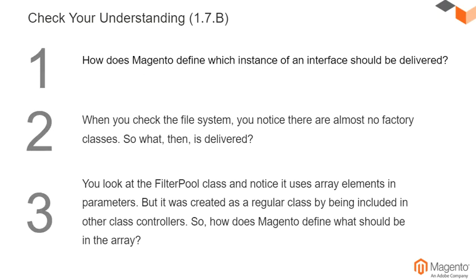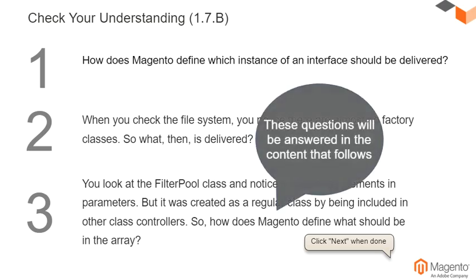How does Magento define which instance of an interface should be delivered? When you check the file system, you notice there are almost no factory classes. So what, then, is delivered? You look at the filter pool class and notice it uses array elements in parameters. But it was created as a regular class by being included in other class controllers. So how does Magento define what should be in the array? These questions will be answered in the content that follows.